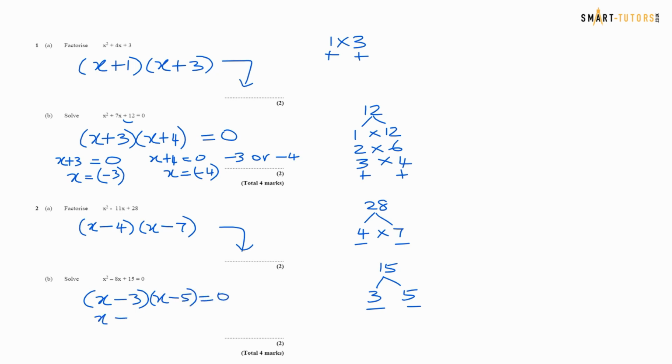First bracket equals 0, x minus 3 equals 0, x equals 3, and x minus 5 equals 0, x equals 5. So the answer is x equals 3 or 5.